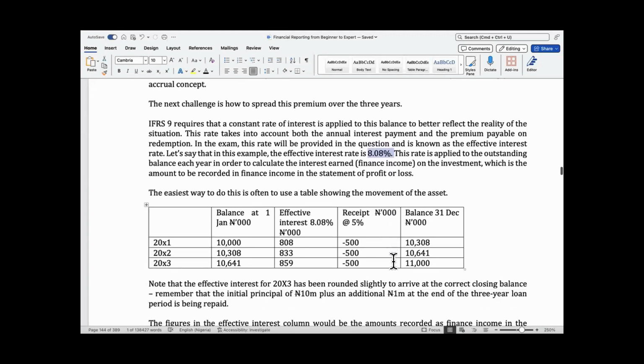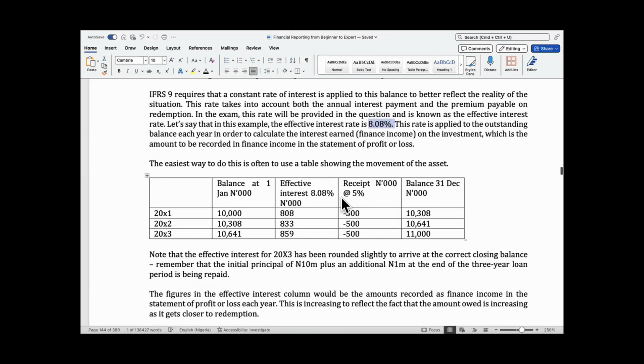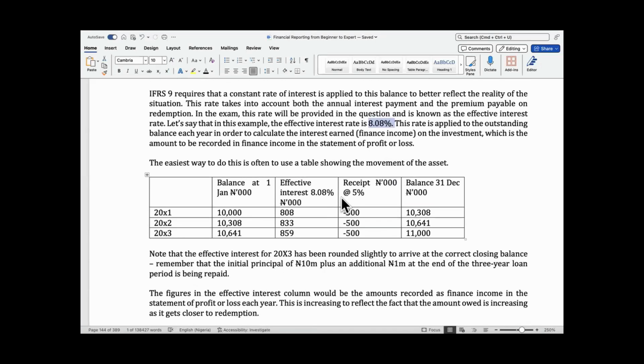And for us to show it, we use an amortization schedule like this. So in year one now, what was our investment at the beginning? We invested 10 million. Then our effective interest income is 8.08%. If you apply this 8.08% on 10,000, it gives us 808.